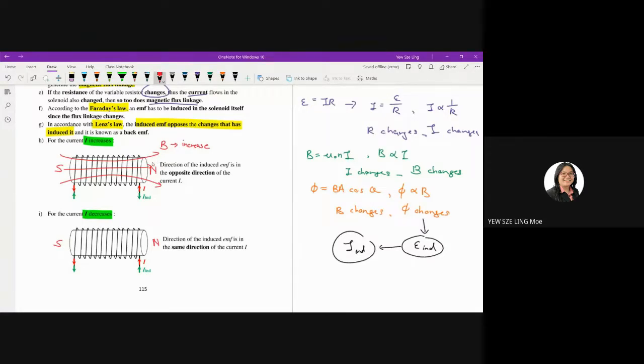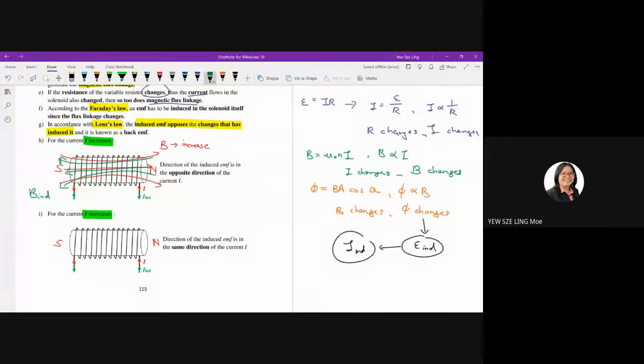Now, according to Lenz's law, it doesn't want to experience any changes. It will try to do something to oppose the change. So what is it going to do to oppose the change? Since your B in this diagram becomes stronger, a magnetic field line in the opposite direction will be induced, will be generated to oppose the change, because it doesn't want your field line to get stronger. So B induced is being generated in the opposite direction when I increase.